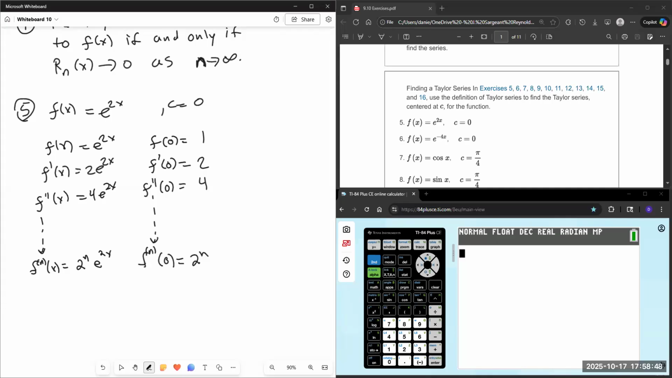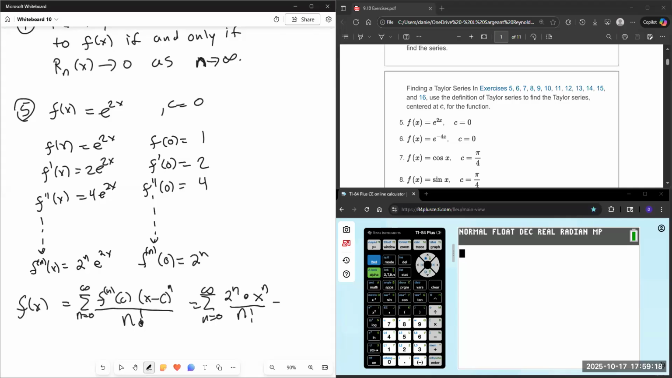So my formula here for f of x is equal to summation as n equals 0 to infinity of the nth derivative at c, this formula we just found, times x minus c to the n over n factorial, is equal to summation n equals 0 to infinity 2 to the n times x minus 0 to the n over n factorial, is equal to summation n equals 0 to infinity (2x) to the n over n factorial. That is my formula.